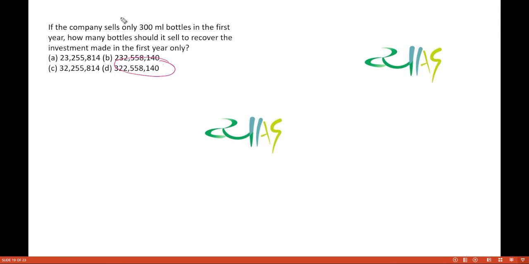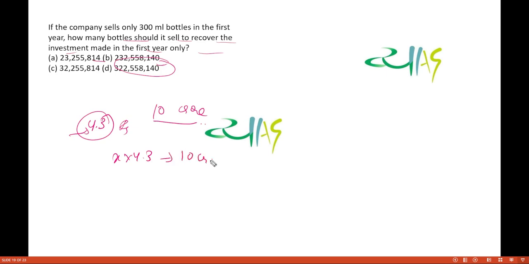See, it is saying if the company sells only 300 bottles in the first year, how many bottles should it sell to recover the investment made? So we have basically 10 crore. Okay, 10 crore investment we did, and on each bottle we are getting profit of 4.3 rupees. Okay, so x into 4.3 should be equal to 10 crore.